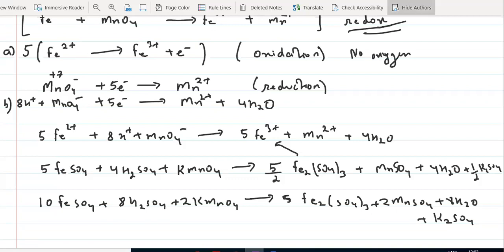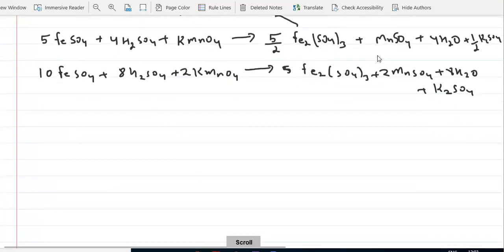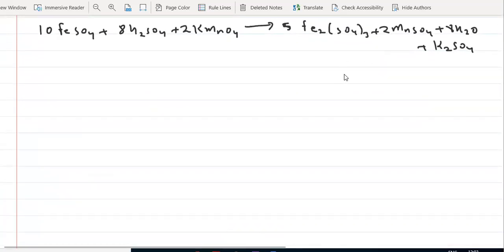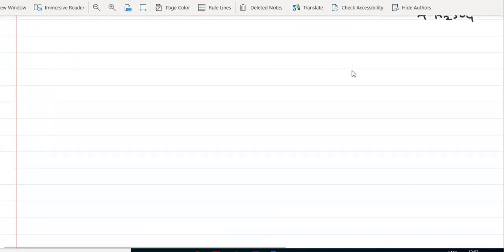So I hope all of you understood this. First try to balance, then we will see the two different methods. For information, this is called the ion electron method, and I prefer this method. The oxidation number method is the same till a few steps. We'll see one example of that also, but you should know one method thoroughly. So let's solve one more problem.